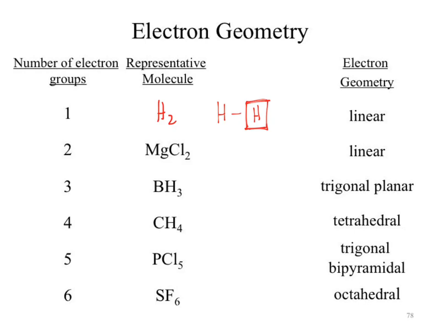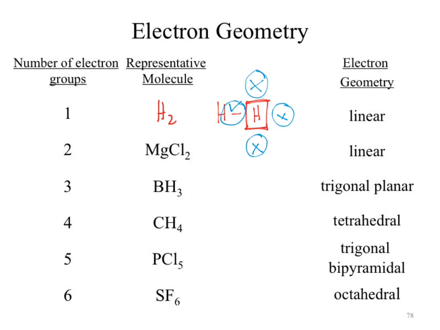Are there electrons up here? Are there electrons over here? Are there electrons over here? This is getting really exciting, right? Electrons over here? Yes. How many groups of electrons are there? One. One group of electrons means the shape is linear.